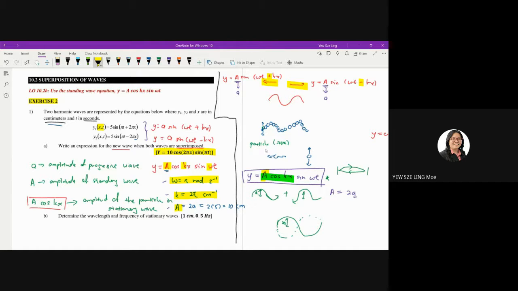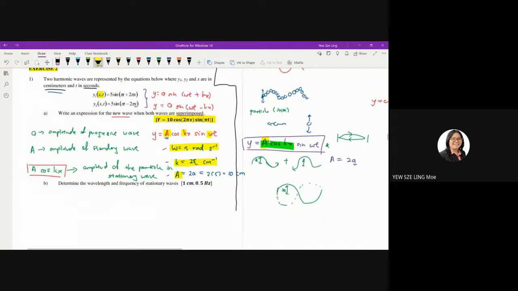So now let's look at question 1B. Question 1B asks us to determine the wavelength and also the frequency of the stationary wave. So how to calculate wavelength and frequency? Well, always remember, when it comes to chapter 10, there are 2 big families in this chapter. The first family consists of omega, period, and frequency. This is one big family. And then we have a second family in chapter 10, which is k and lambda. They are one family.